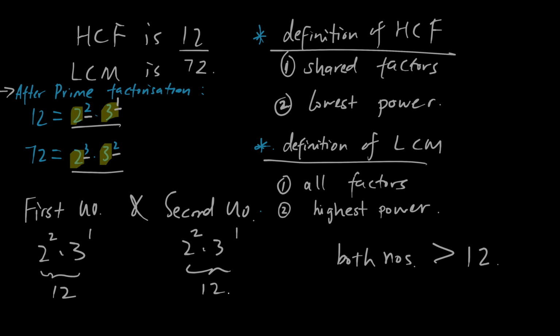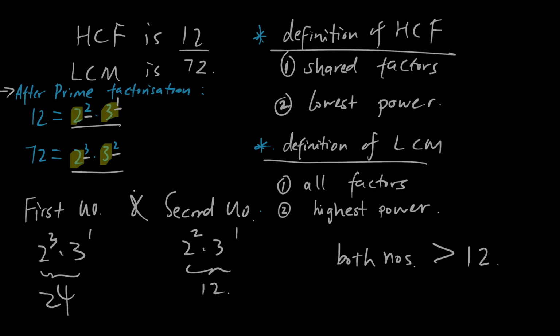This is 12, so they cannot be 12. So you have to make use of the definition of LCM here: all factors and then highest power. If you look here, you can actually increase one of the numbers, either the first or the second number, so that instead of 2 you put 3 here. And with this, you will get 24 already.